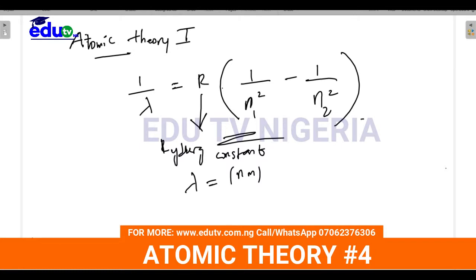N1 is the energy level. Sorry, N1 is the initial number of lines in the series. We have Lyman, Balmer, Paschen, Brackett and Pfund.